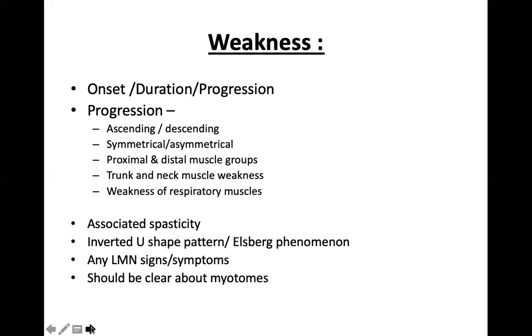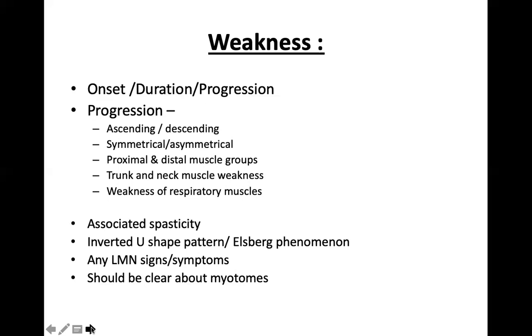And these are all important in the CV junction case, because they may also be involved in the same chronological order as the fibers are getting compressed. So you should definitely tell about the trunk and neck muscles as well as weakness of the respiratory muscles. Then obviously, whether it is a spastic weakness or flaccid weakness is important to know, the upper motor neuron or lower motor neuron type.